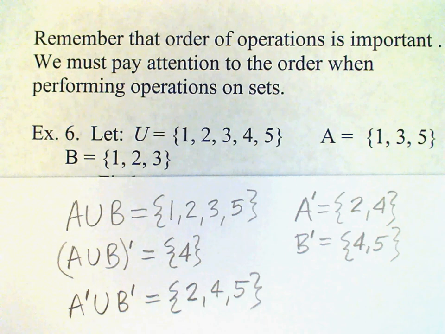Okay, so let's look at these two results here. The complement of the union of A and B gives us just the element 4. But if I take the complements first and then take the union of those two, I get something different, don't I? So the lesson we draw from this is the order of the operations that we perform is important.